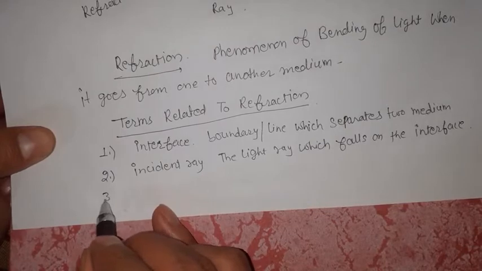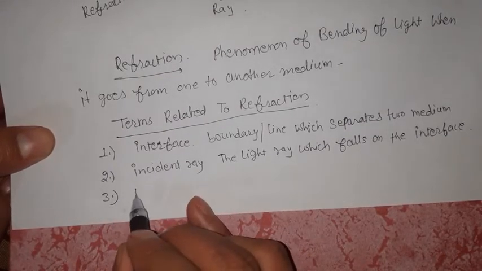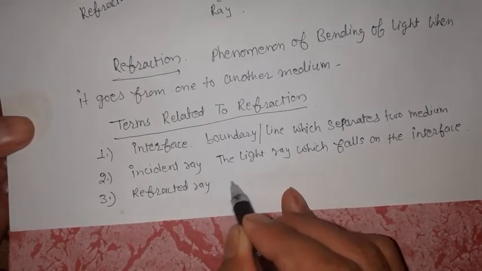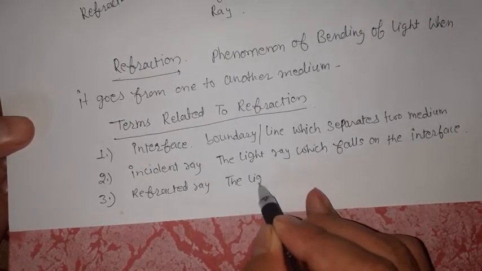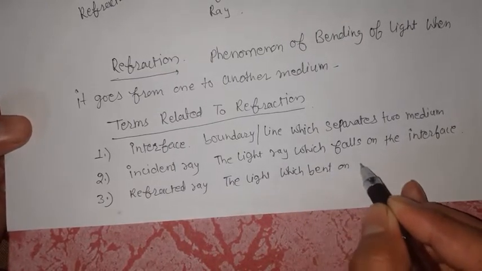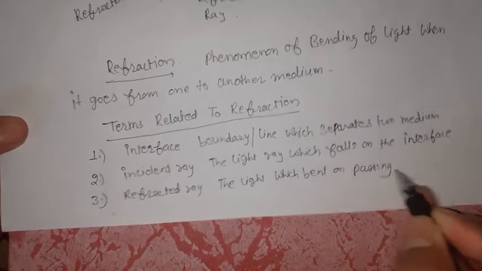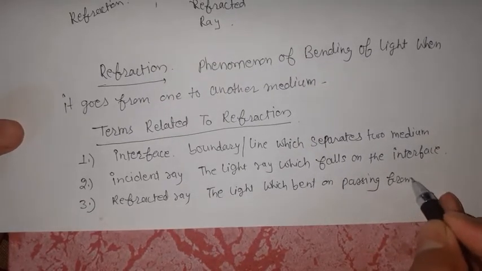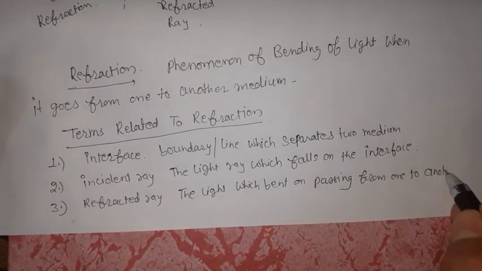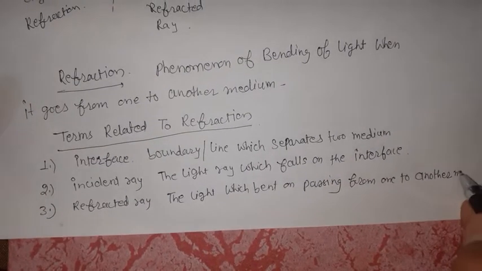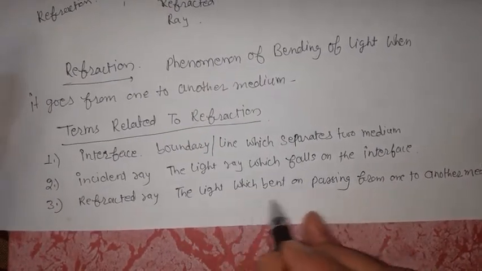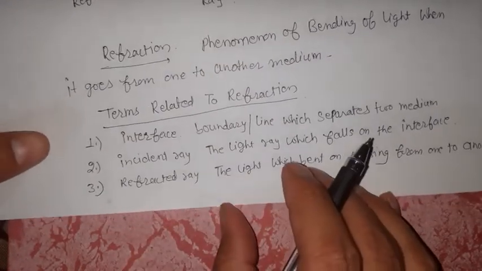Now the third thing is the refracted ray. So the light which passes from one medium to another, what is happening over there? The light is going to bend from its actual path. So this bent ray is a refracted ray.